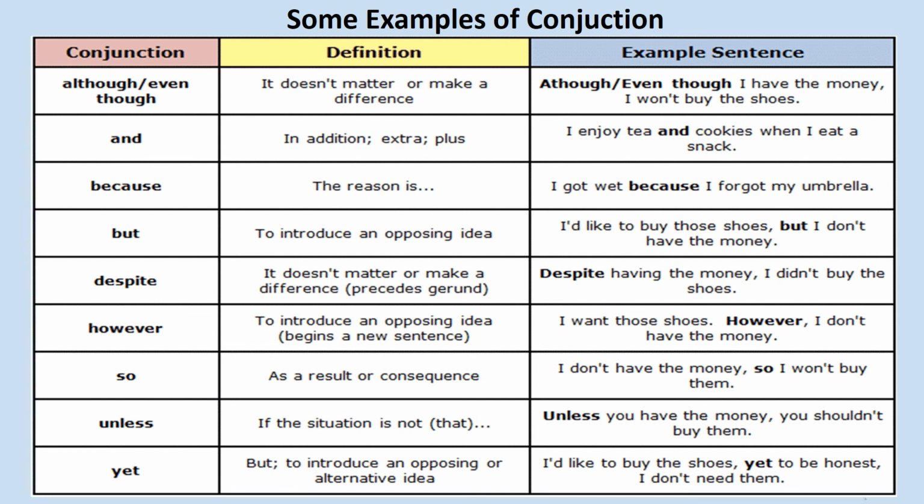Although or even though. Definition: it doesn't matter or make a difference. Example: although or even though I have the money, I won't buy the shoes. हालांकि मेरे पास पैसे हैं पर मैं जूते नहीं खरीदूंगा. Next, and. Definition is in addition, extra or plus. I enjoyed tea and cookies when I eat the snack.